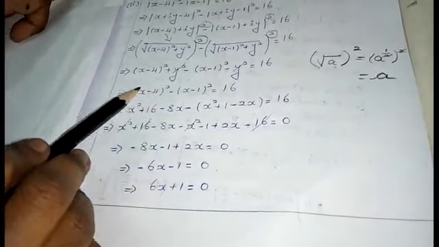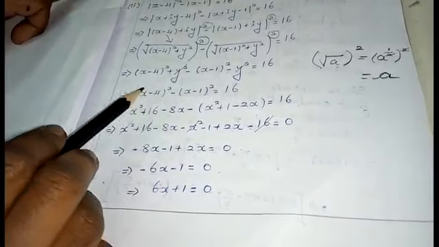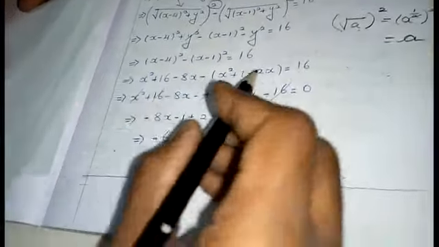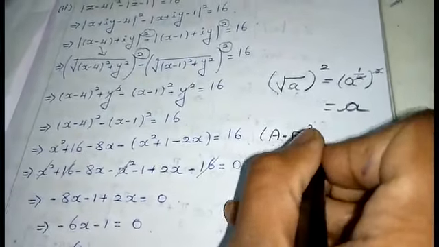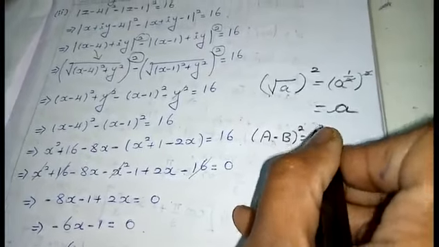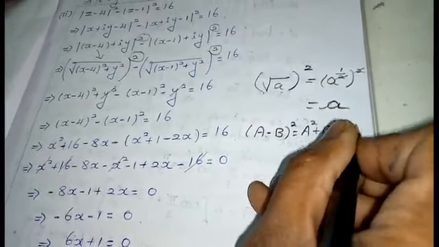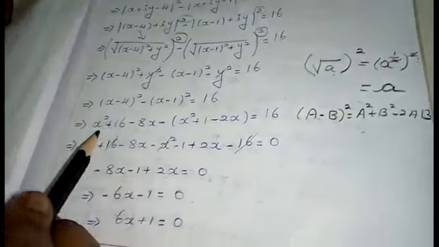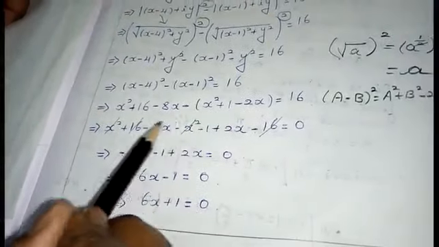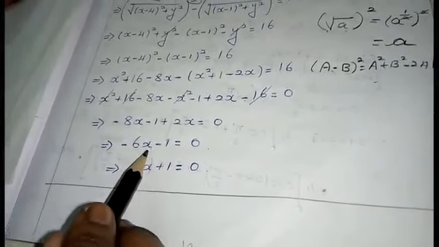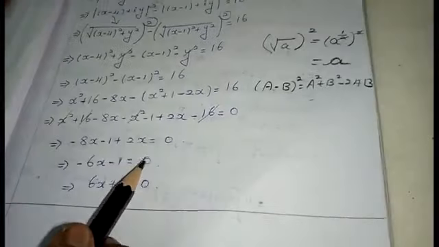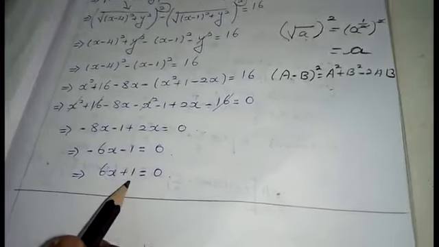Cancel the y term. The remaining you will have like this. You are going to use the algebraic identity. What is the algebraic identity I am going to use here, students? That is a minus b the whole square equal to a square plus b square minus 2ab. Simplify the term, remove the bracket, change the sign, do all the calculations. Finally, you will get minus 6x minus 1 equal to 0, which can be written as 6x plus 1 equal to 0.